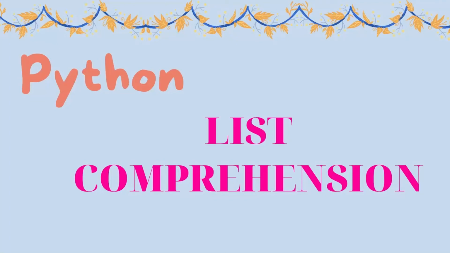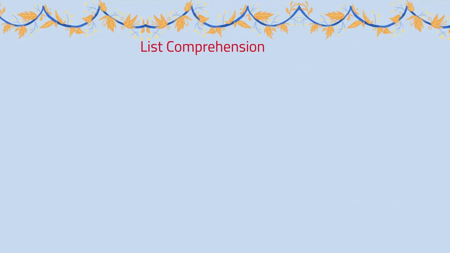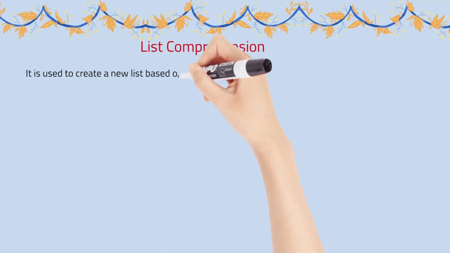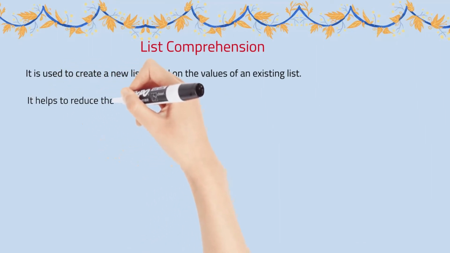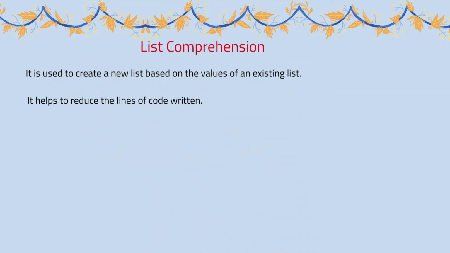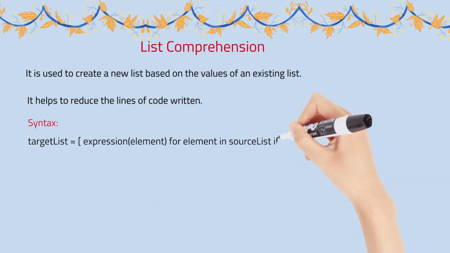In this video, we will discuss list comprehension. We can use list comprehension to create a new list based on the values of an existing list. It is helpful to reduce the number of lines written. The syntax is: target list equals the source list based on certain conditions.